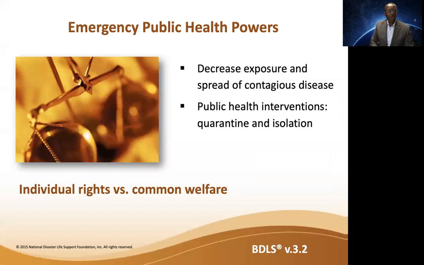In a major disaster or public health emergency, states have authority to exert reasonable control over citizens to directly secure and promote the welfare of the state and its people. They must balance individual rights and freedoms with the common welfare. Classically, there were two major ways that public health may exert power over individual freedom: quarantine and isolation. The goal of these is to decrease exposure and spread of contagious diseases.